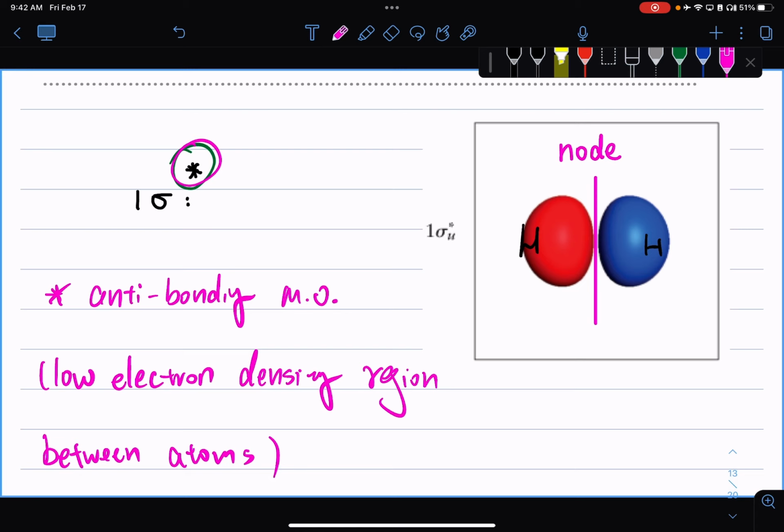And that is equivalent to say there's a node in between the atoms. And how is a node related to the electron density? Remember, node is when your wave function is approaching 0, is at 0, right? So when your phi electron squared equals 0, that's where your node is. And that's where that low electron density comes from.